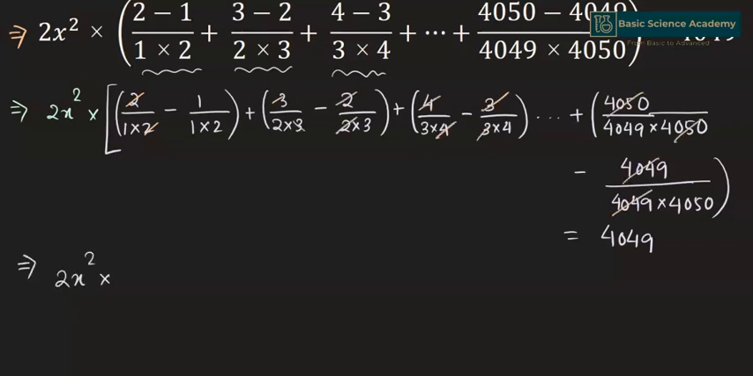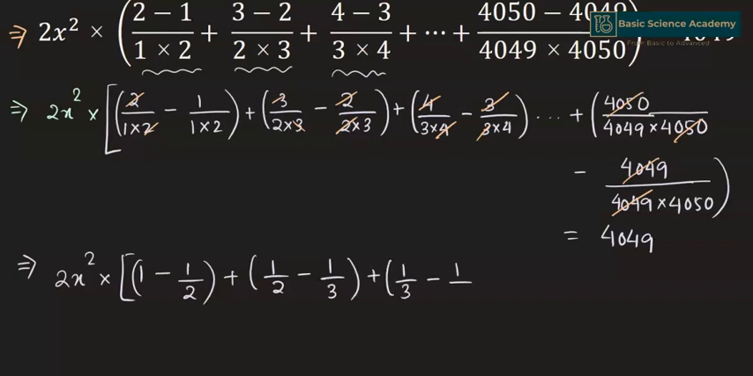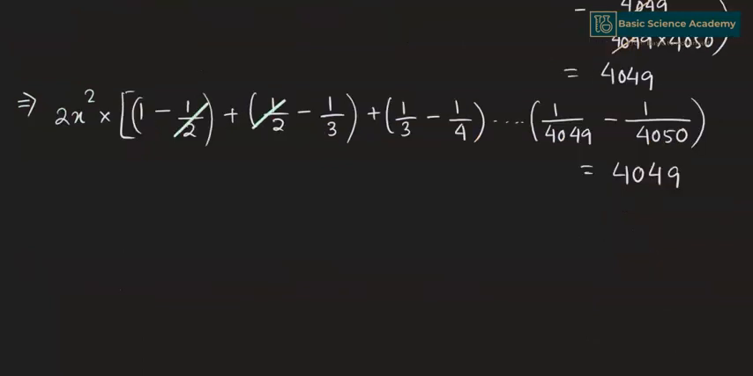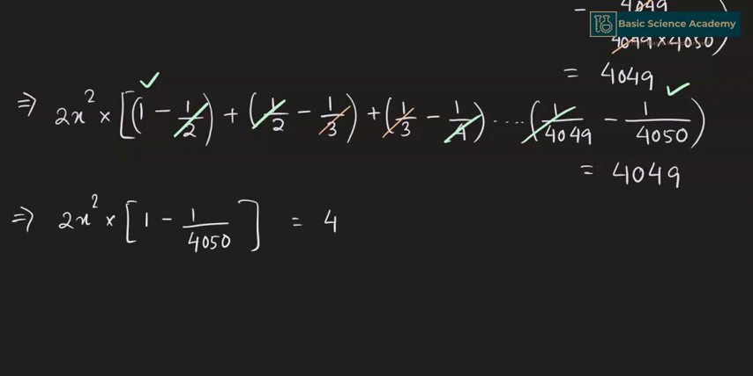Now, cancelling the common terms in all the denominator and numerator gives 2x square multiplied by 1 minus 1 divided by 2 plus 1 divided by 2 minus 1 divided by 3 plus 1 divided by 3 minus 1 divided by 4 up to 1 divided by 4049 minus 1 divided by 4050, and this is equals to 4049. Now, all the middle terms will cancel out due to opposite sign to give the first term and the last term. So this gives us 2x square multiplied by 1 minus 1 divided by 4050 equals to 4049.